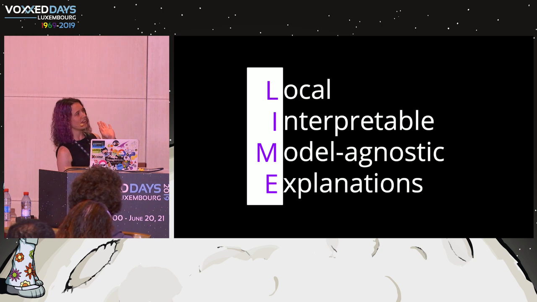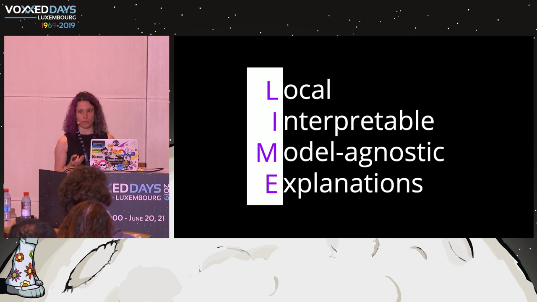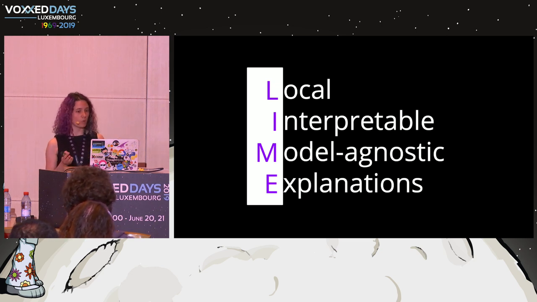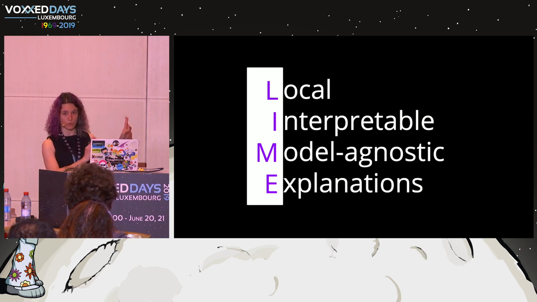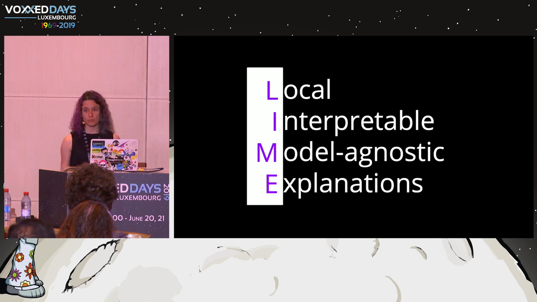Explanations. This is what we're looking for: something to explain why a decision was reached. Model agnostic. It doesn't matter what we are using. Is it a random forest? Is it a neural network? Is it a support vector machine? Who cares? This works. Interpretable, as in people can actually understand the reason why. And local, as in local to the area the decision was made.